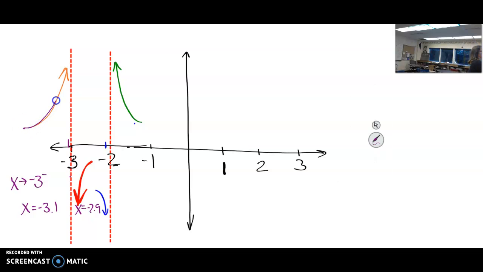we determined that as x was approaching -3 from the left, as it approaches that vertical asymptote, it was going towards positive infinity. And as we approached -3 from the right, we were going towards negative infinity. And then as we were going towards -2 from the left, it was going towards negative infinity. And as we approached the vertical asymptote of x equals -2 from the right, then we got positive infinity.